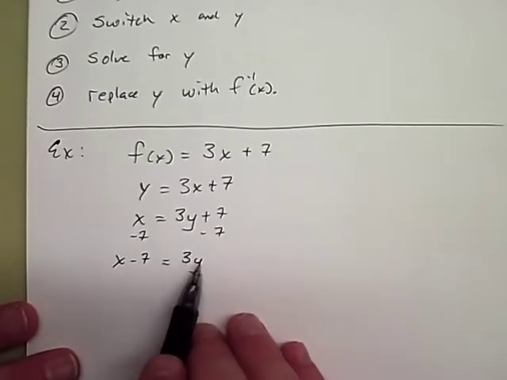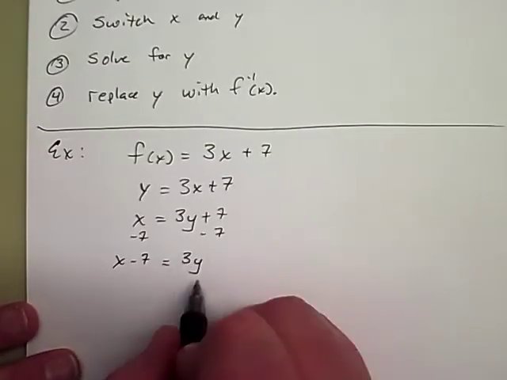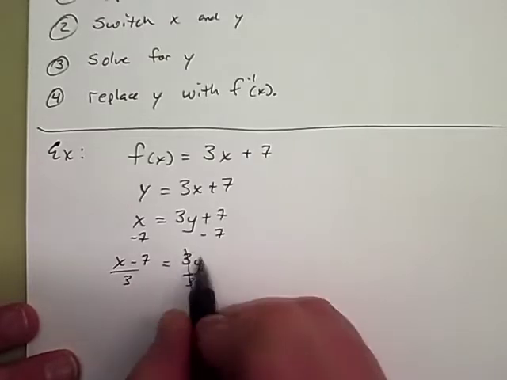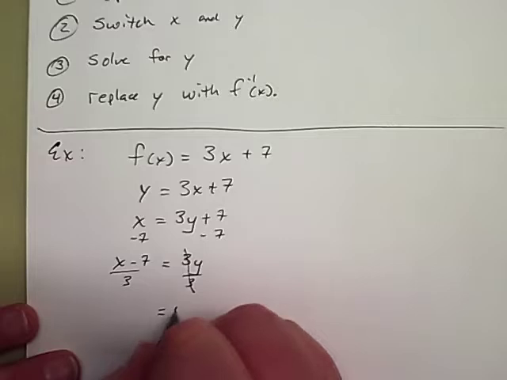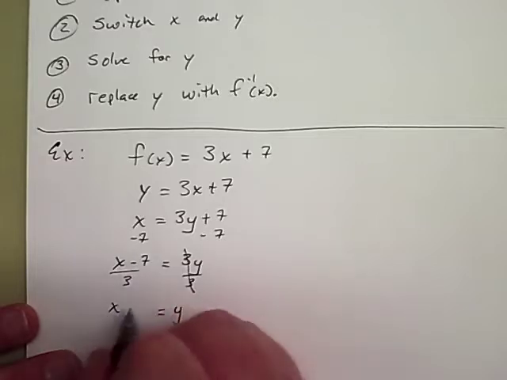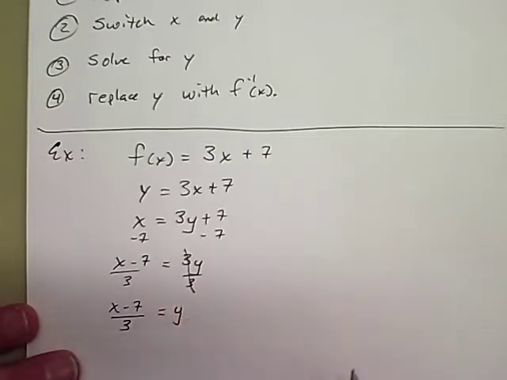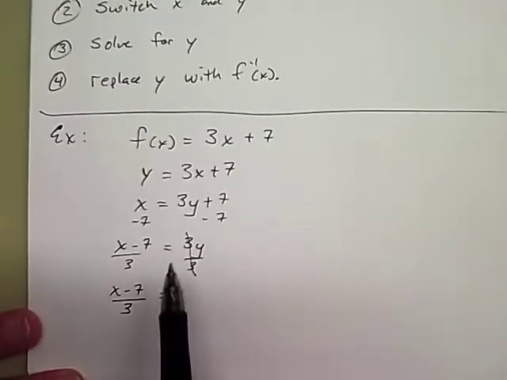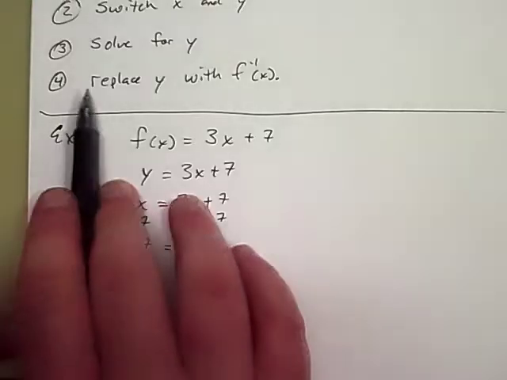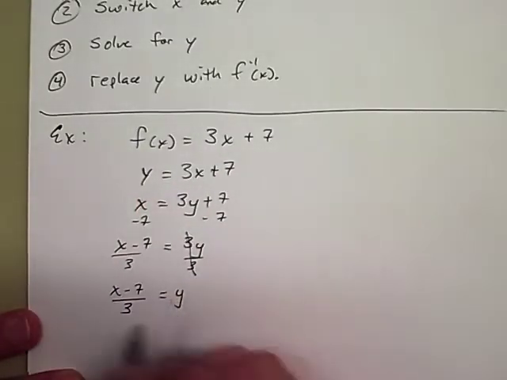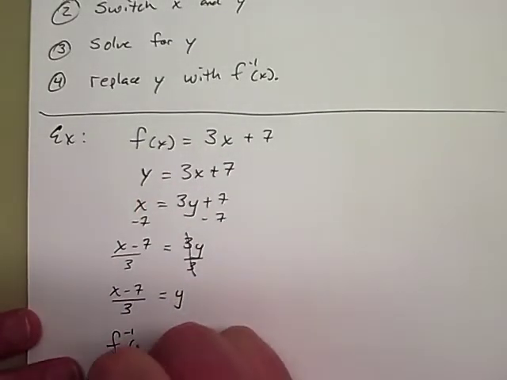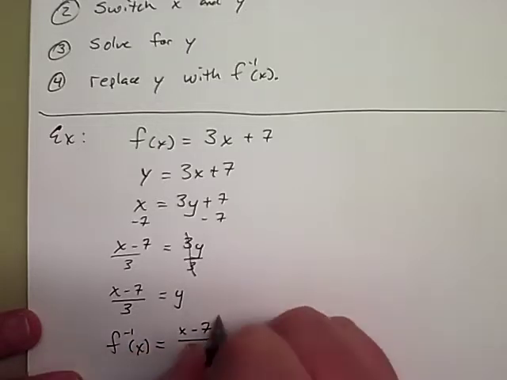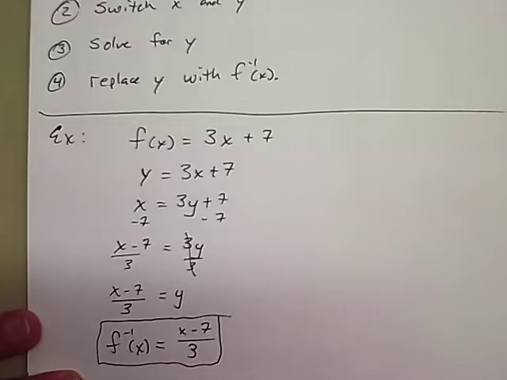Then again, getting y by itself, to get rid of that 3, I have to divide by 3. So now y is all by itself, and on the left side I get x minus 7 all over 3. Now for my last step, solve for y all by itself. Now I have to replace the y with f inverse. Here's y, I'm going to replace it with f inverse of x. And I get x minus 7 all over 3.